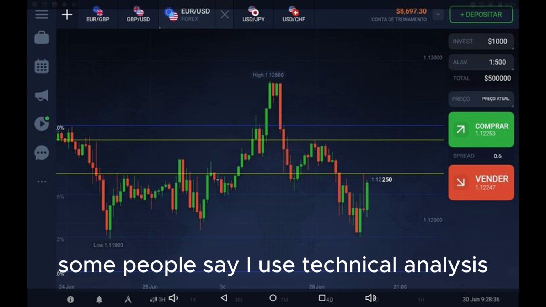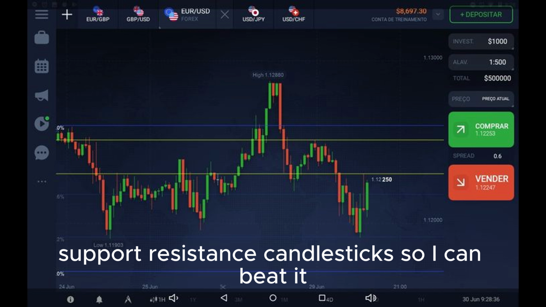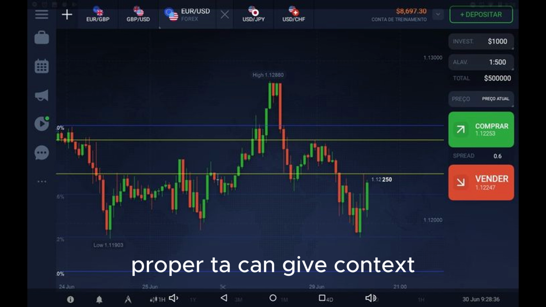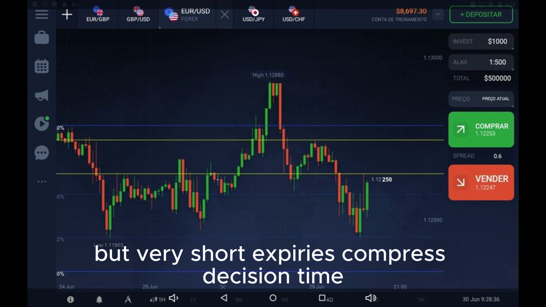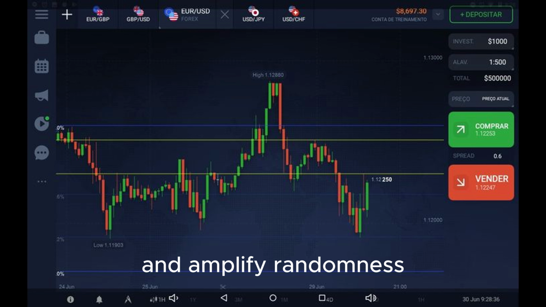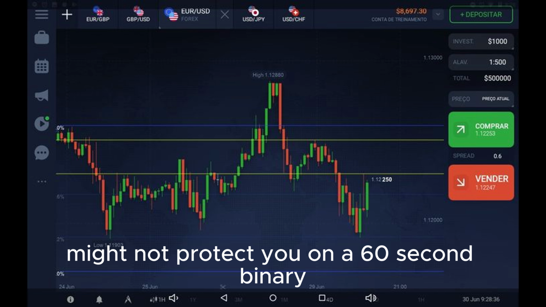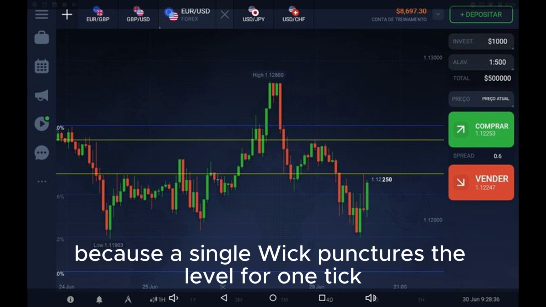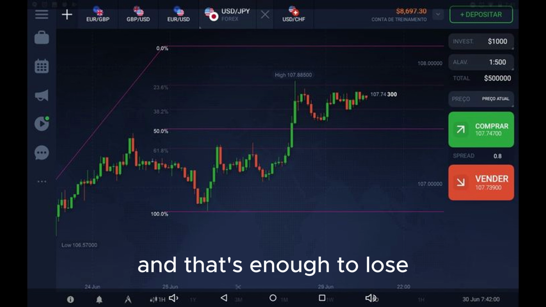Some people say, "I use technical analysis, support, resistance, candlesticks, so I can beat it." Proper TA can give context, but very short expiries compress decision time and amplify randomness. A level that works on the 15-minute candle might not protect you on a 60-second binary, because a single wick punctures the level for one tick, and that's enough to lose.